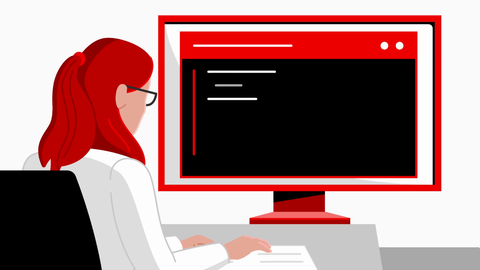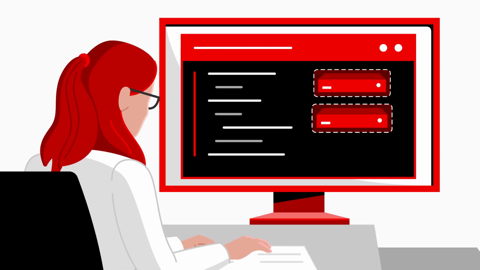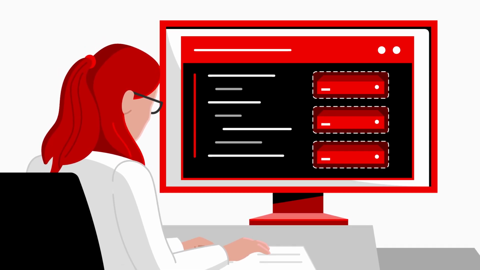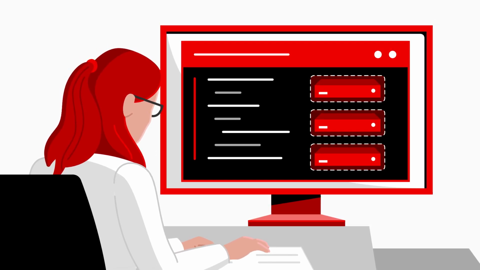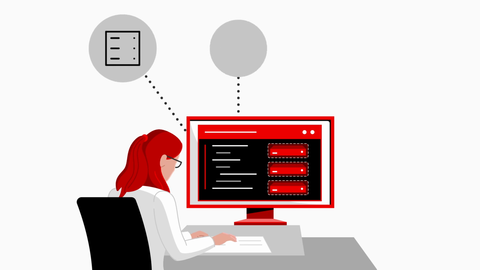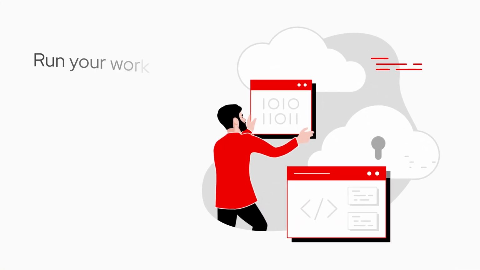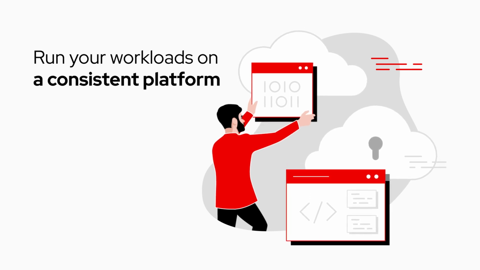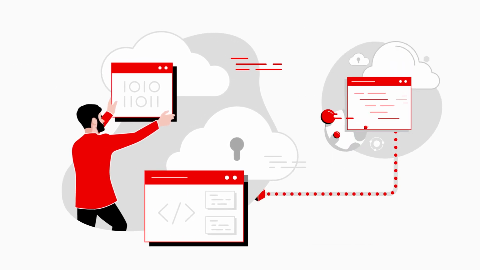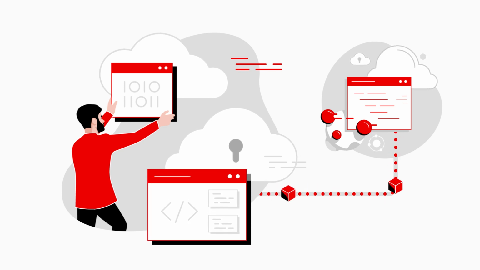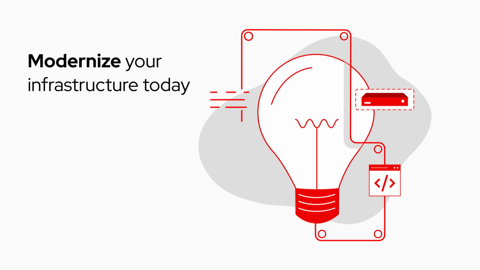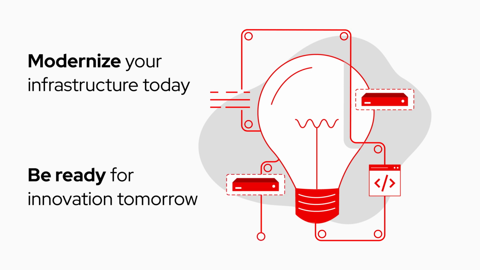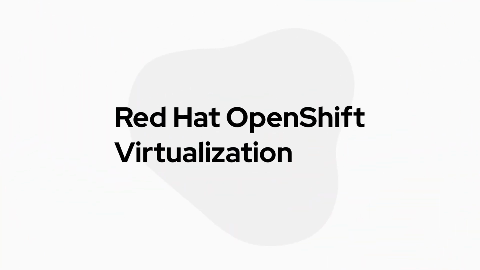With Red Hat OpenShift Virtualization, you can manage virtual machines using a single set of established enterprise tools for management and operation across environments, from on-premise to public cloud and at the edge. Then enjoy the flexibility to run your workloads on a consistent platform that streamlines application development and deployment and accelerates time to market. Modernize your infrastructure today and be ready for innovation tomorrow with Red Hat OpenShift Virtualization.